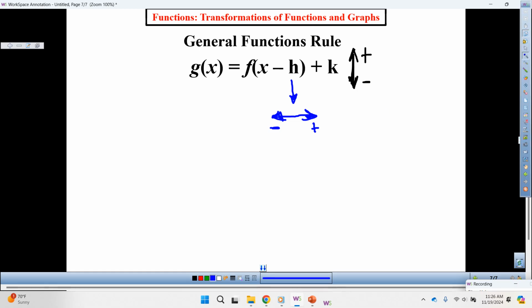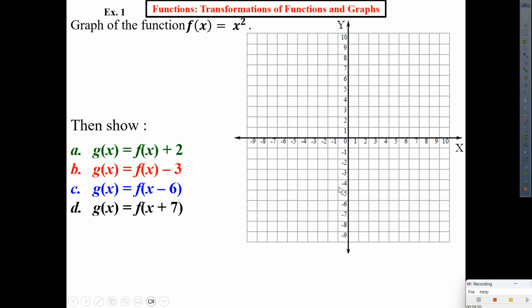All right? So, with that said, y'all ready? All right, get your graph paper in front of you, please. Here we go. Example 1. Write that on the top left or somewhere.